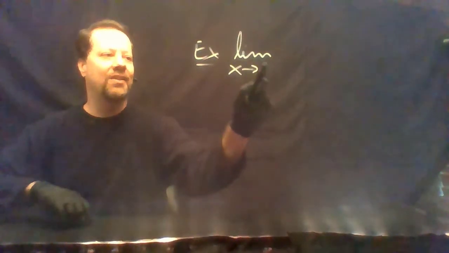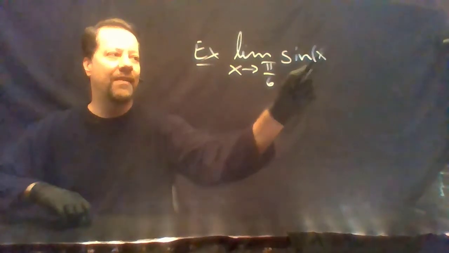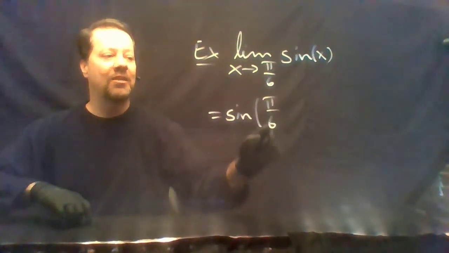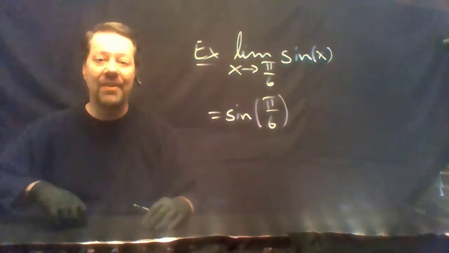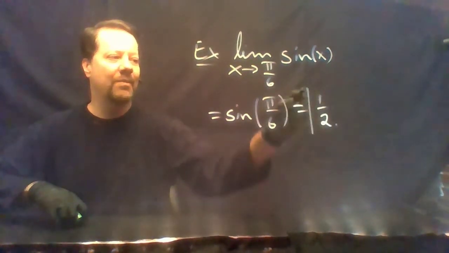For example, if I want to calculate the limit as x goes to pi over 6 of the sine function, I simply evaluate the sine function at pi over 6. Why? Because sine is continuous on the entire line. So my answer will be 1/2.